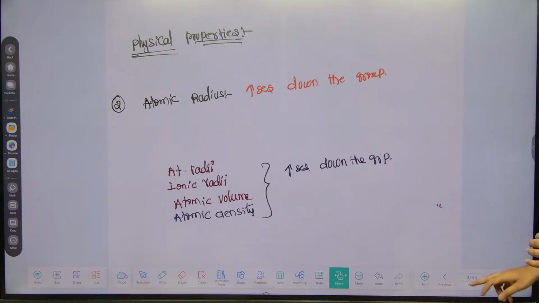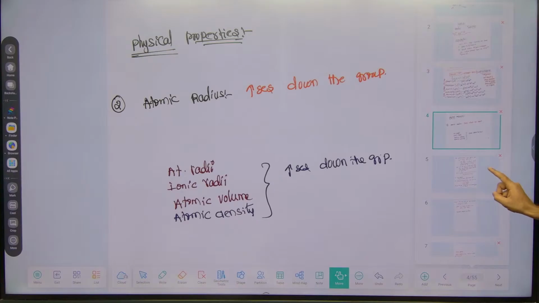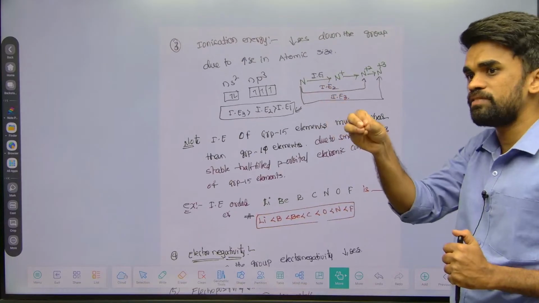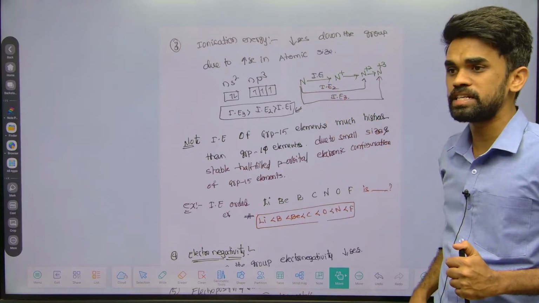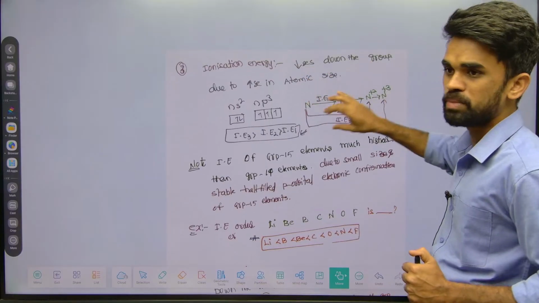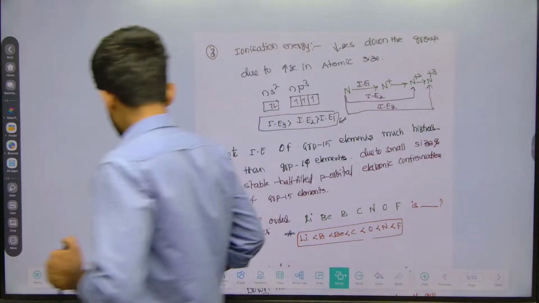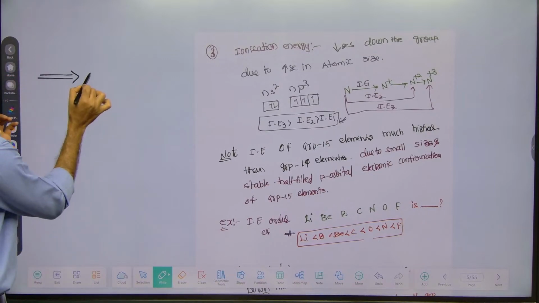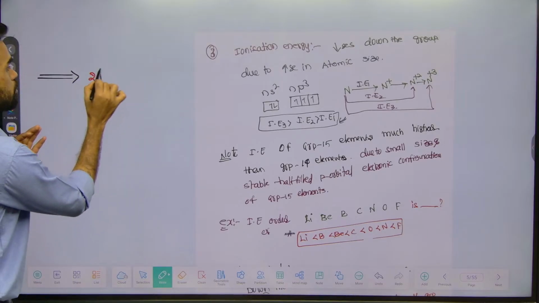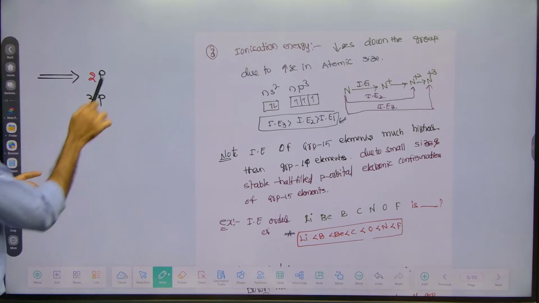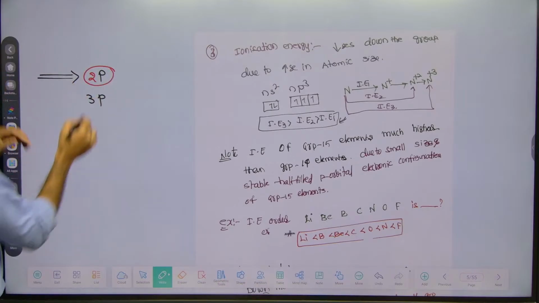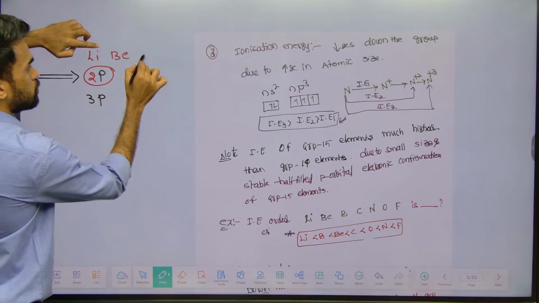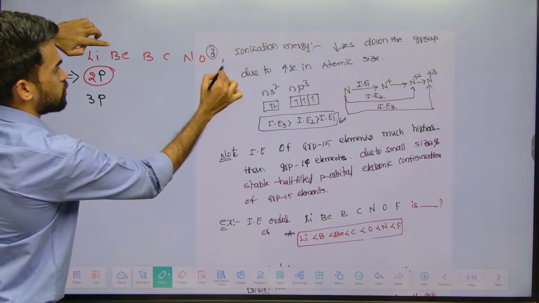Okay, next. What happens to ionization energy down the group? Size increases, so we can easily remove the electron. So ionization energy decreases down the group. Now, in the exam you will definitely get one question on ionization energy, particularly about period elements like 2p series and 3p series elements. Let us consider the 2p series elements. What are the elements we have? Lithium, beryllium, boron, carbon, nitrogen, oxygen, fluorine, neon.